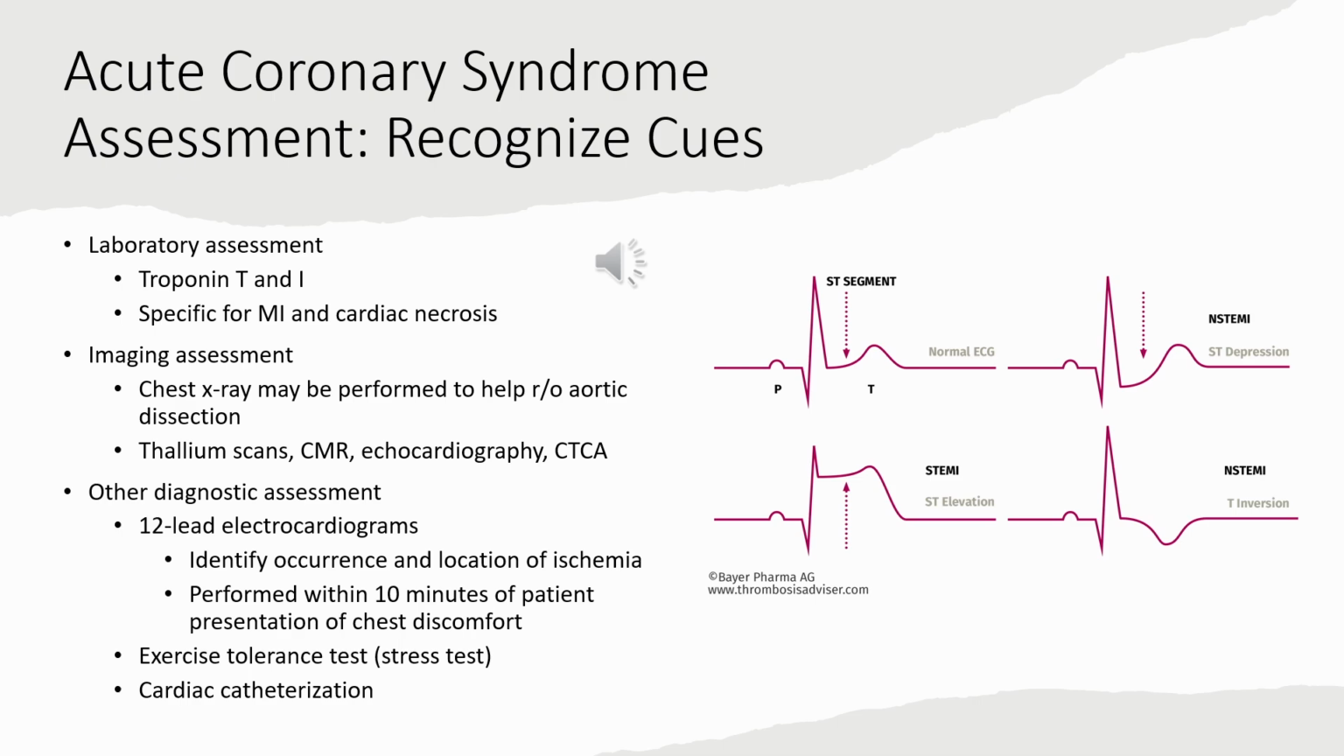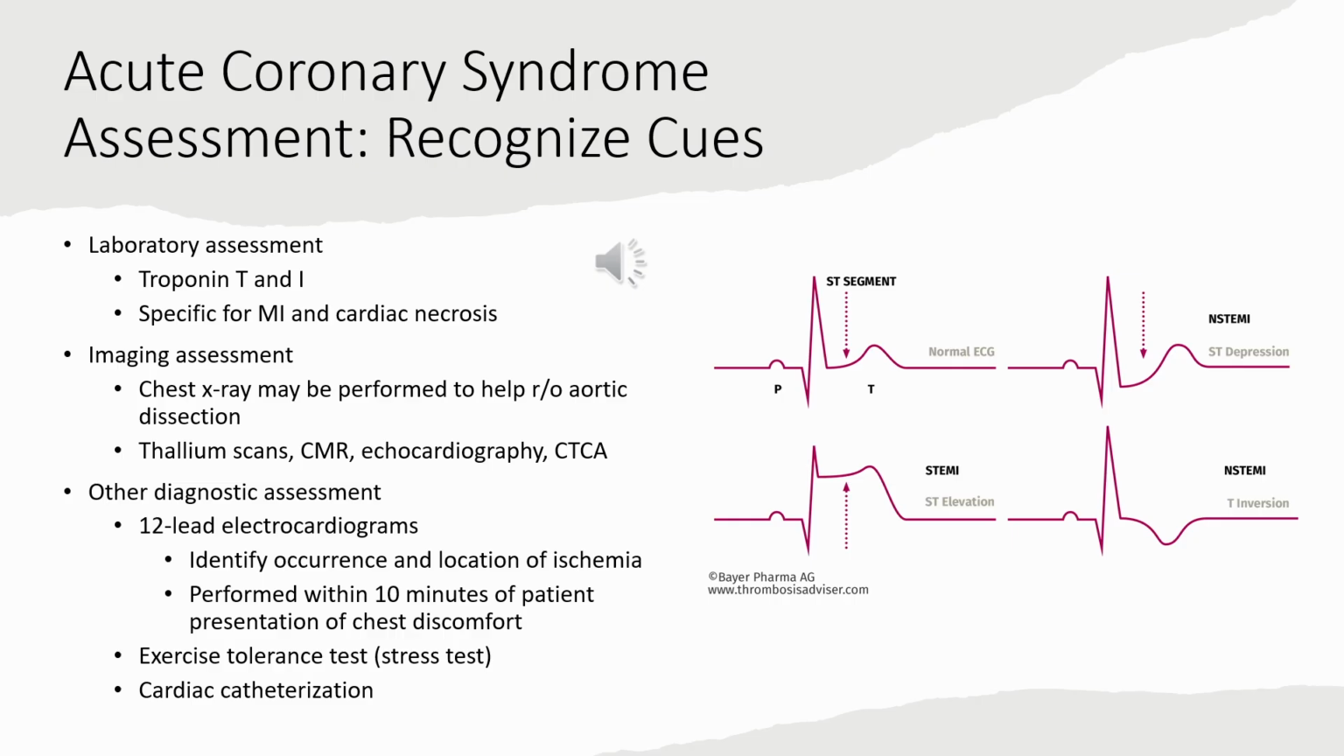However, the electrocardiogram, or ECG, or EKG, is the cornerstone of a diagnosis for acute coronary syndrome. So again, a 12-lead ECG needs to be obtained within 10 minutes of a patient presenting with chest discomfort. The ECG helps determine if an MI is occurring, and it also tells us the location and the severity of the ischemia or the infarction. So again, those ECG key changes that are seen in ACS.